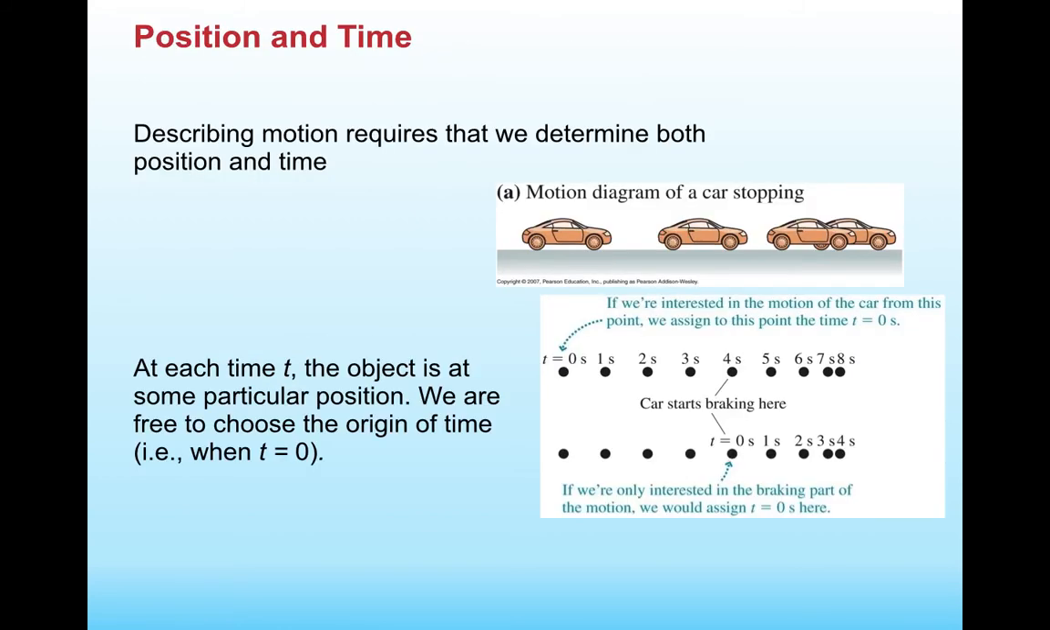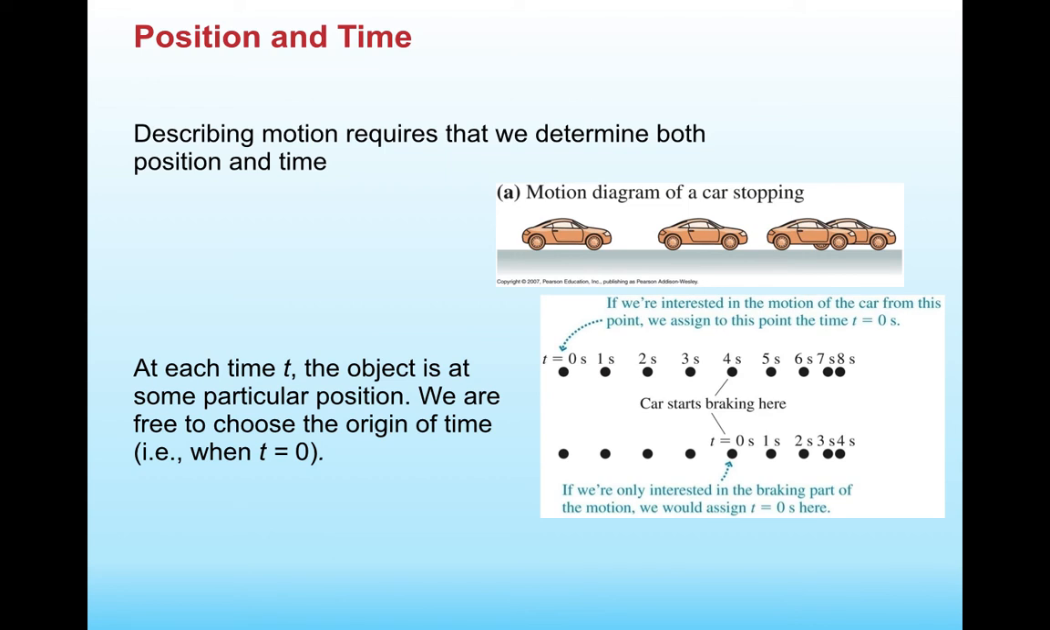So an object that moves will change its position with time. And at each time, the object will be at a particular location, and you can choose the location for the time equals 0 to be anywhere.